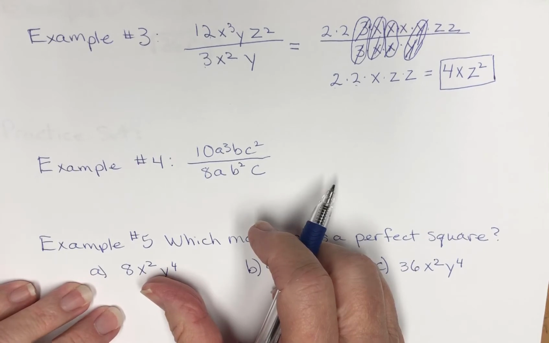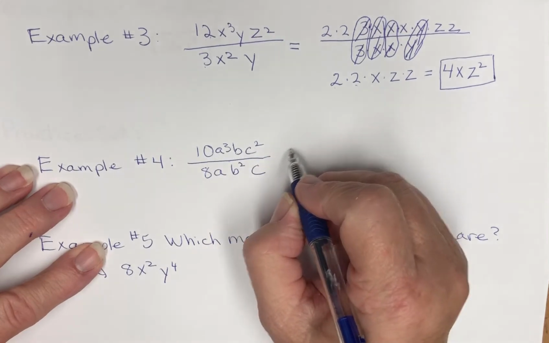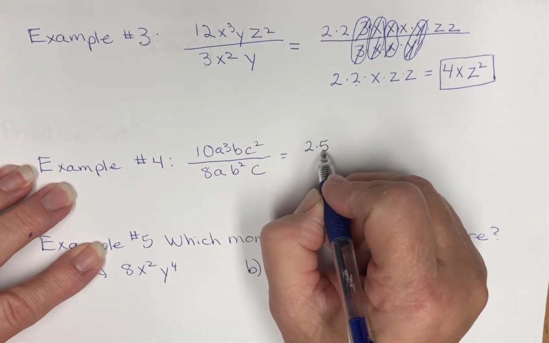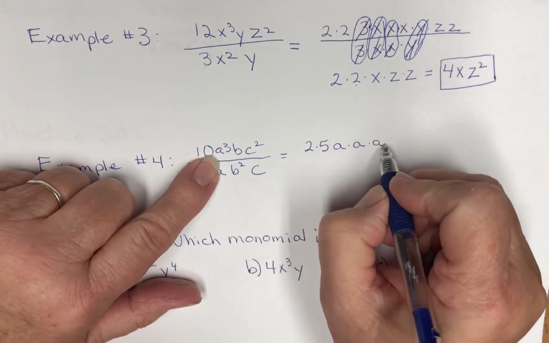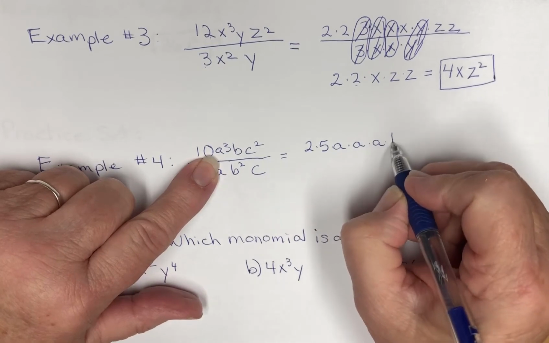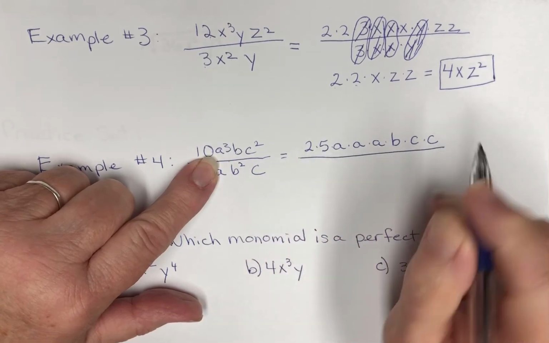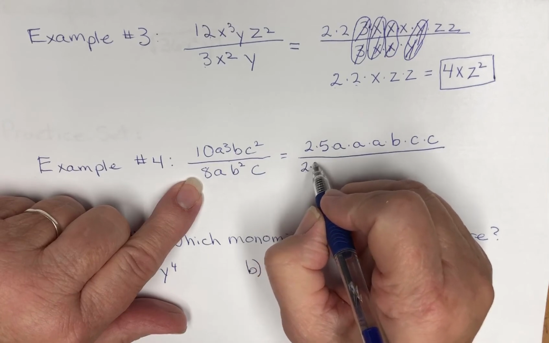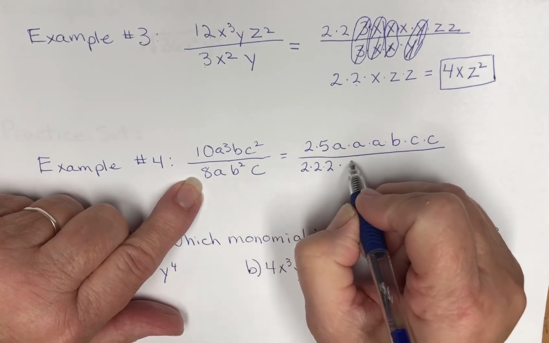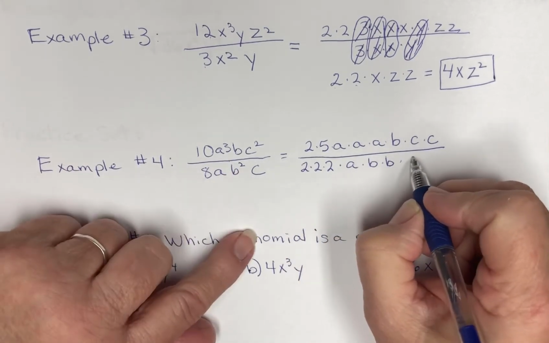All right, example 4. We're going to do the same thing. Prime factorization of 10 is 2 times 5. We have 3 a's, so a times a times a. We have 1 b, and then we have 2 c's. I've expanded that out all the way. Down here, I have an 8, and 8 is 2 times 2 times 2 times a times b, because there are 2 of them, times c.